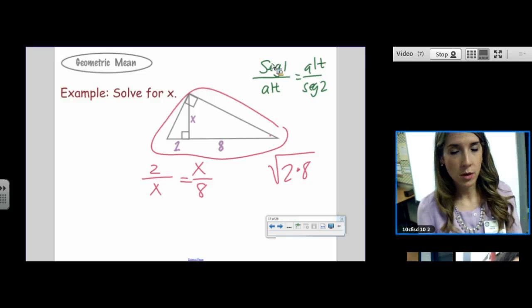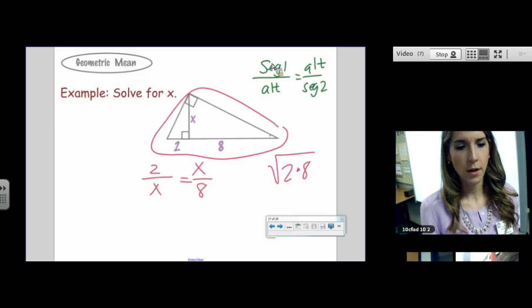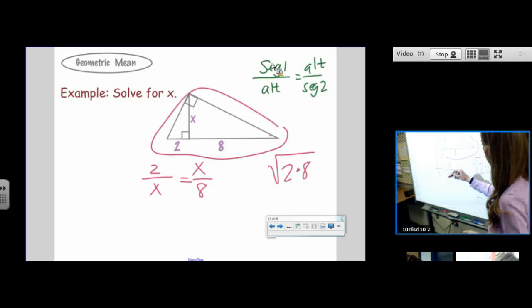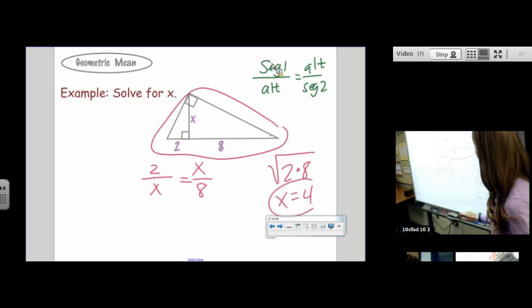But set it up and show the work if you feel like you need to, if you feel like you're going to make a mistake if you don't do the proportion, okay? Very good. The answer is 4. Square root of 16, x is 4. So the altitude of that hypotenuse is 4 units long.